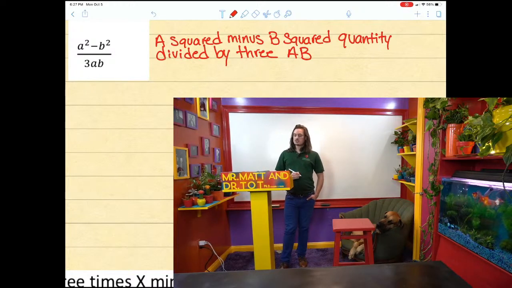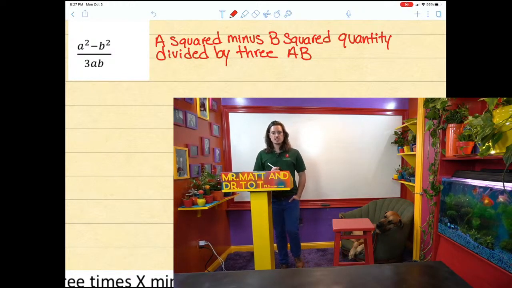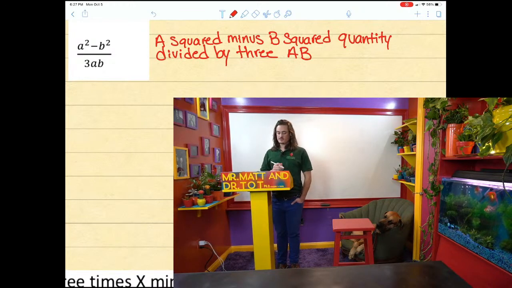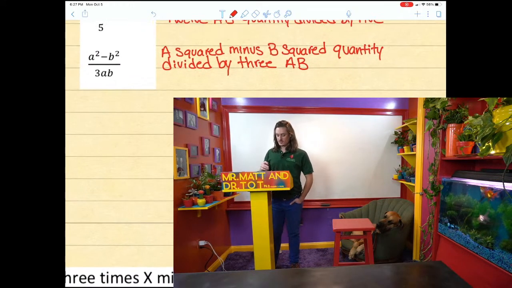So I'd like you to translate this verbal expression into an equation, and then solve for x. I'm going to give you 3 minutes.